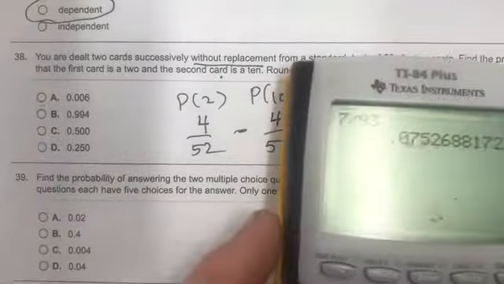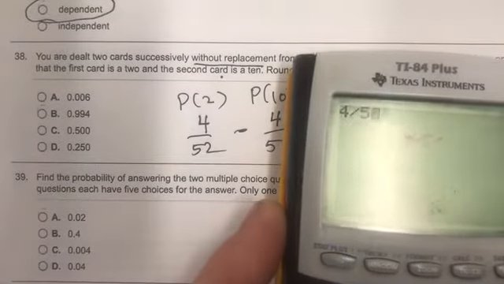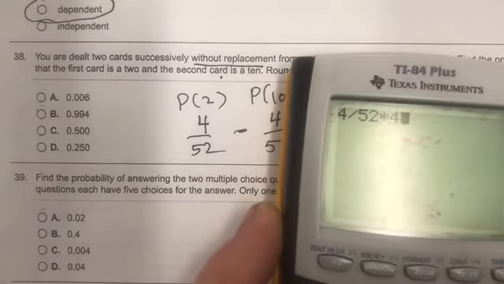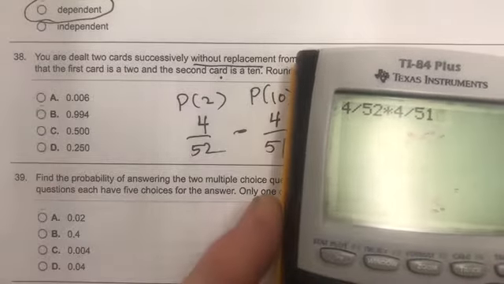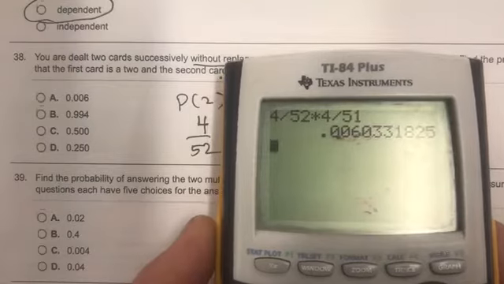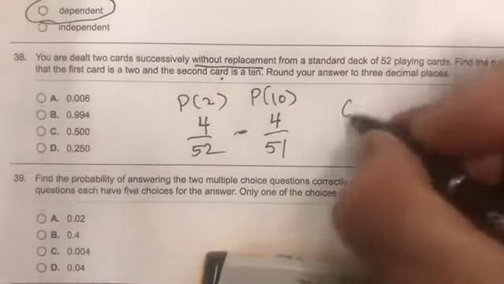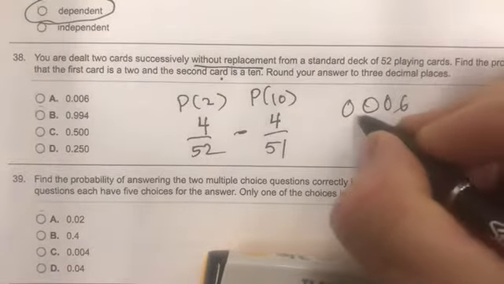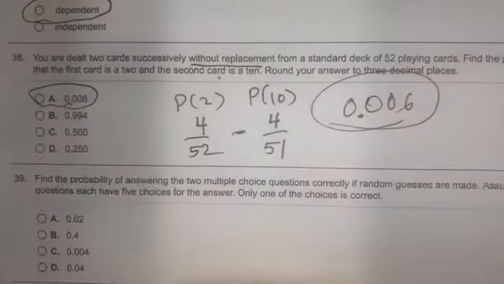Okay, so 4 divided by 52 times 4 divided by 51. Looks like 0.006, which is A.